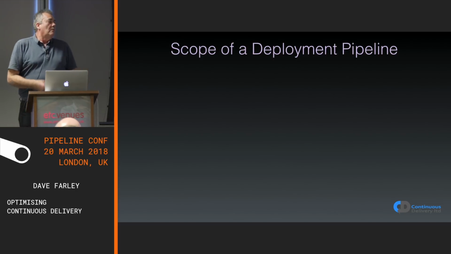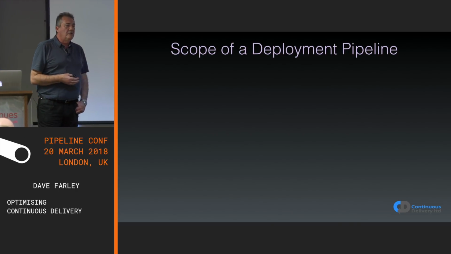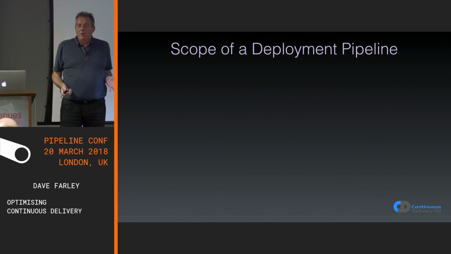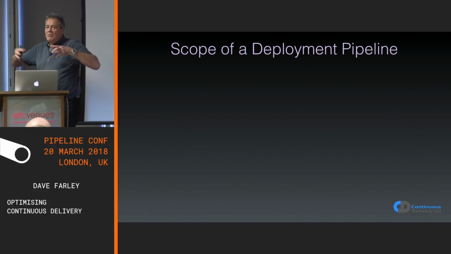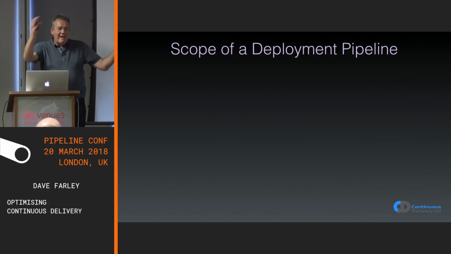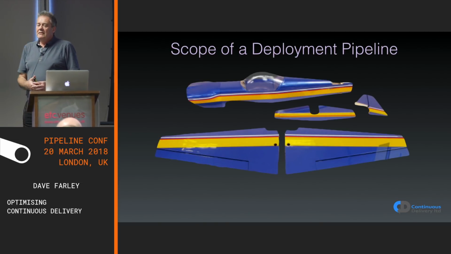So one of the first questions that seems to crop up very frequently in the organizations that I talk to these days is, but what's the scope of a deployment pipeline? How much stuff should I evaluate together? What are the boundaries that matter?